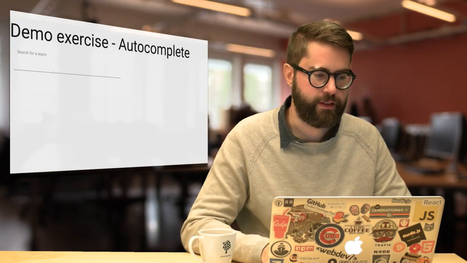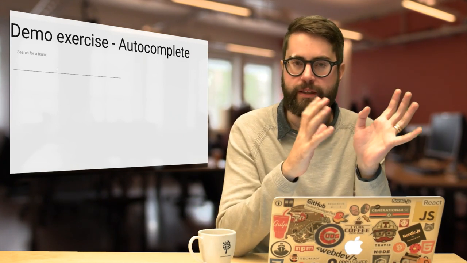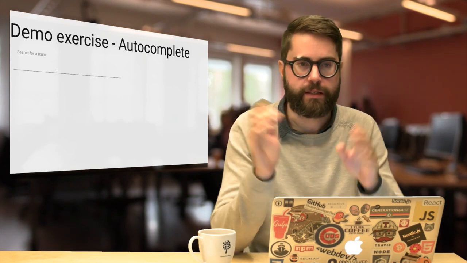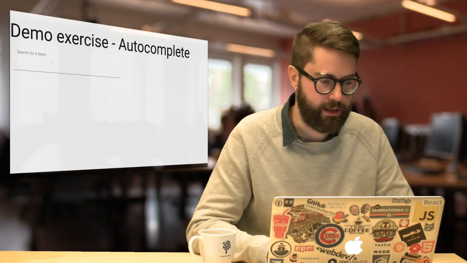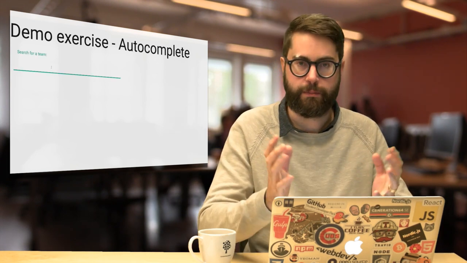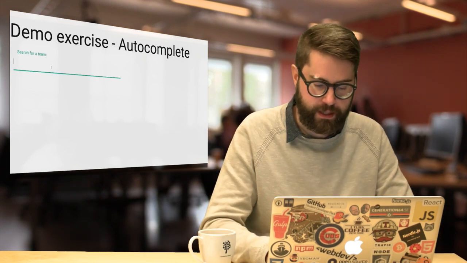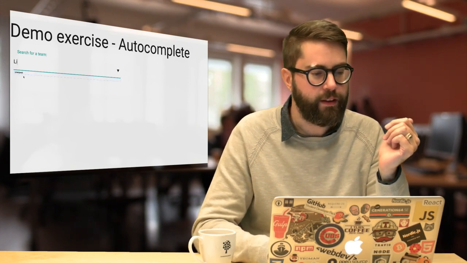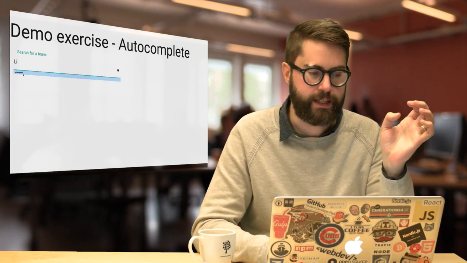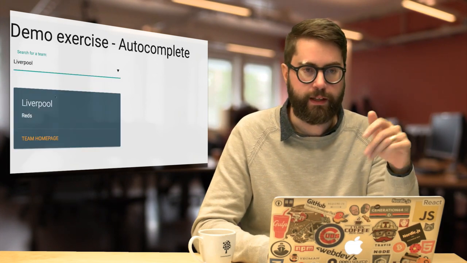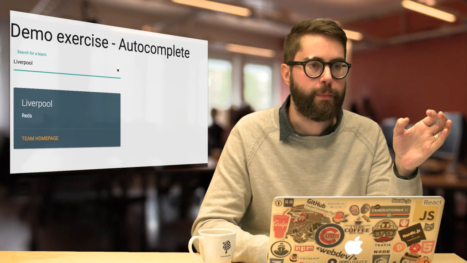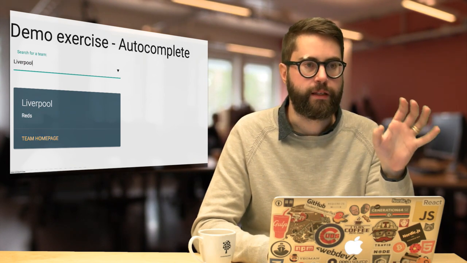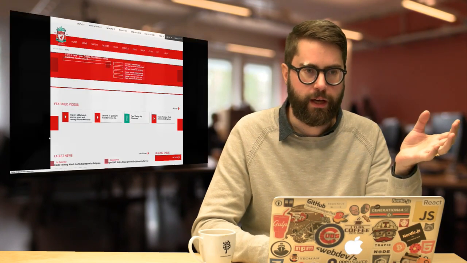In this case I'm using Materialize just to get a nicer look at the application. That's not necessary, but it makes it a little bit more fun. So this is actually just an input field. If I, for instance, were to write Lee, it's quite small, but there is a list below that says Liverpool. If I click Liverpool, a card will show up with the name, nickname, and a link to the homepage.